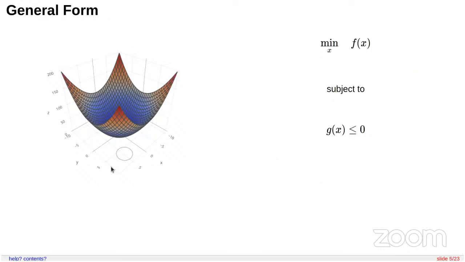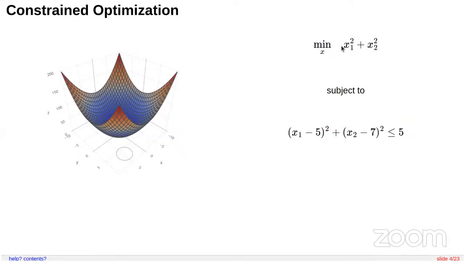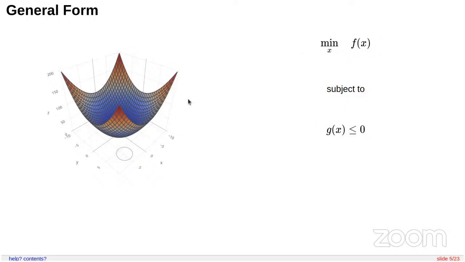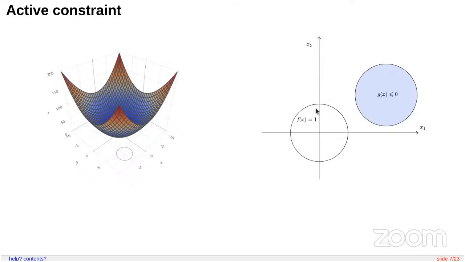If you cut this particular function at the value z, assume that this vertical axis is z. If I cut this function at z equal to 1, then what does it mean? It means x1 square plus x2 square equal to 1, right? So I'll end up with a circle like this. Every point on this circle has the value of f equal to 1.